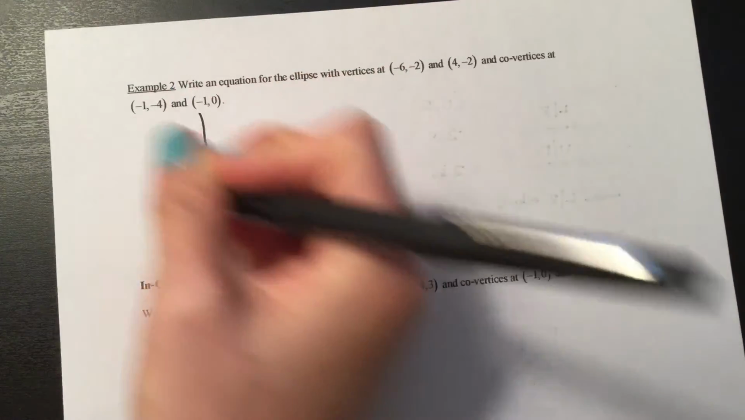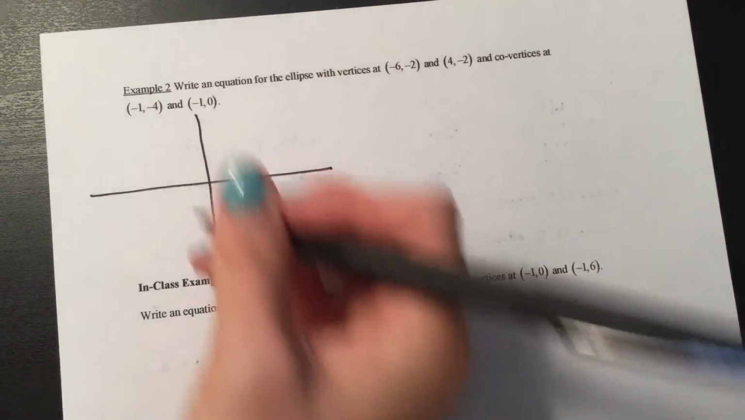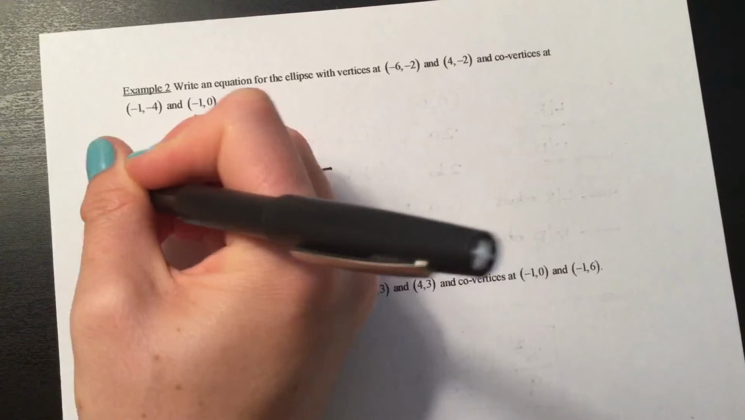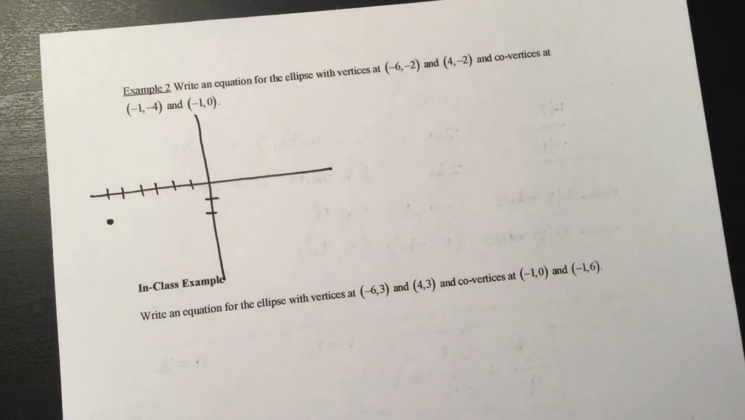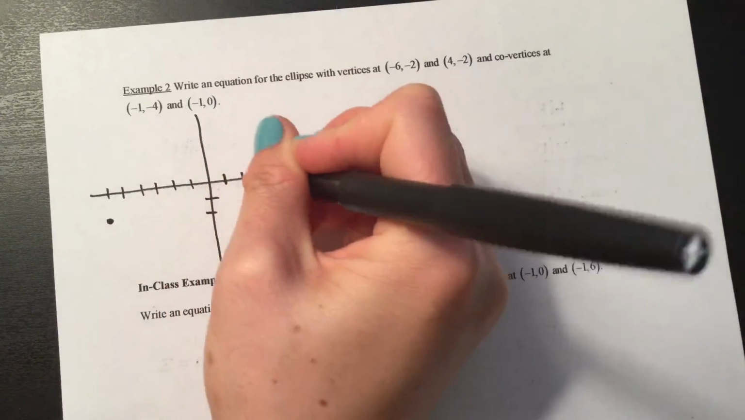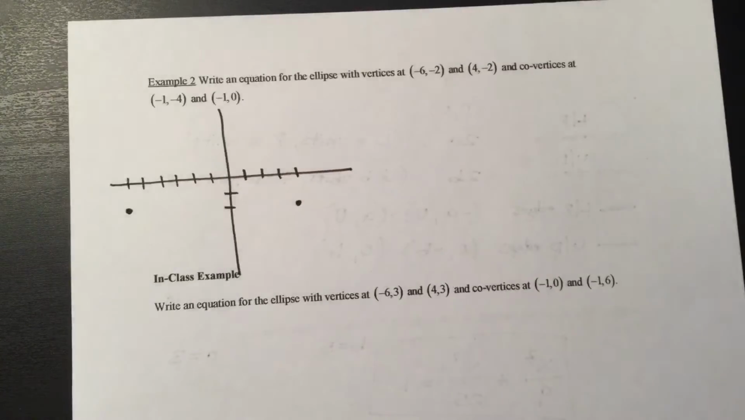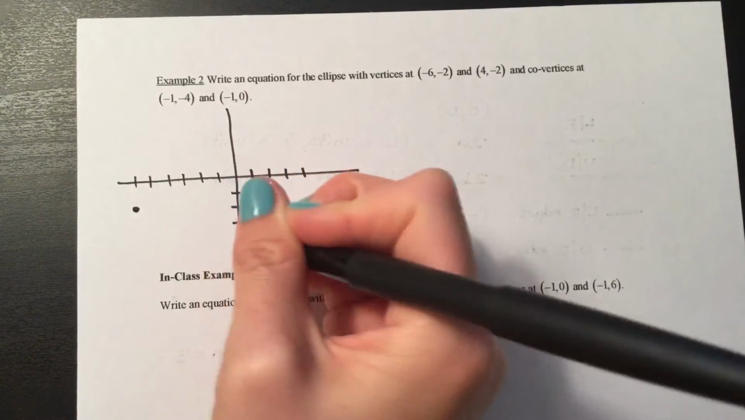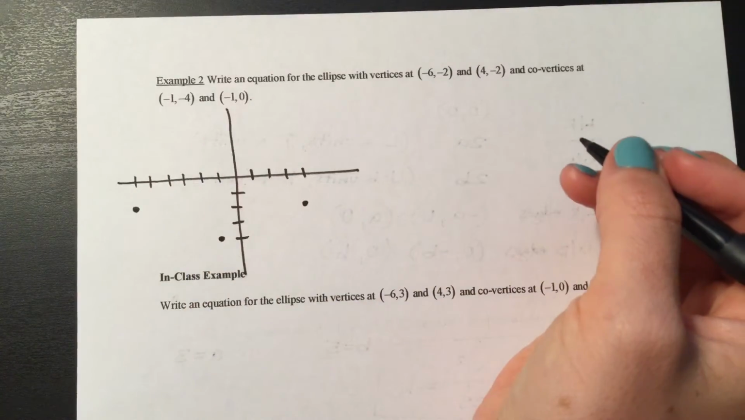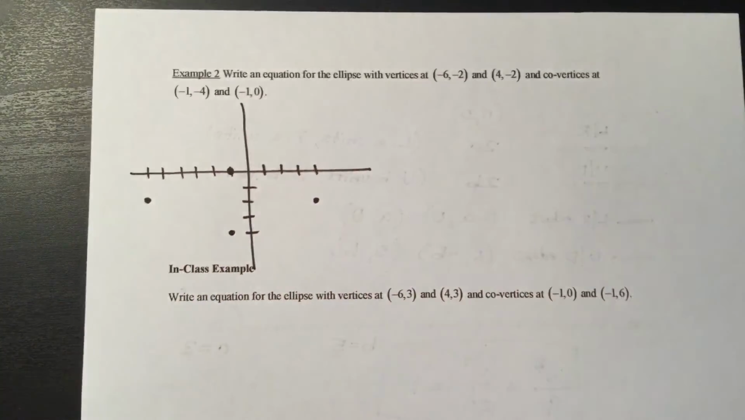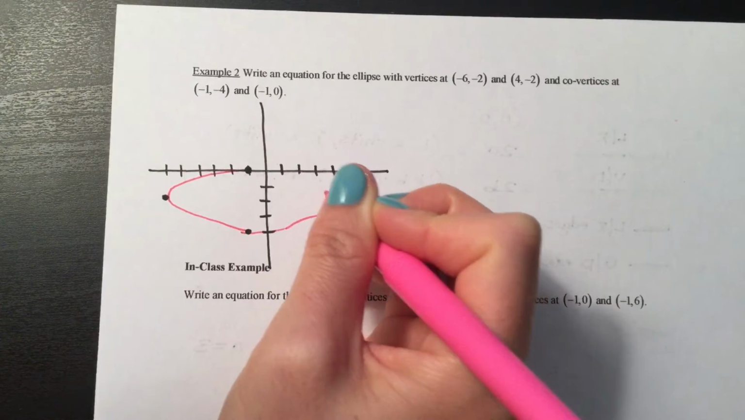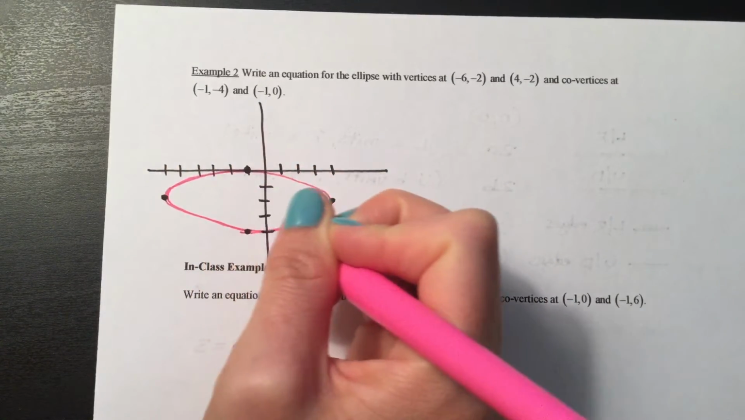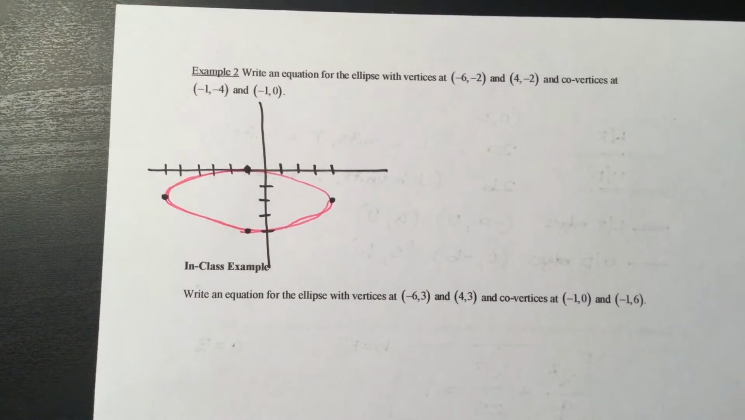Okay, so set up a little coordinate system. We're going to plot -6, -2. Okay, so here's one edge right there. 4, -2. So that'd be right there. -1, -4 would be right there. And -1, 0 would be right here. Okay, so that's our ellipse. So go ahead and sketch that in. So this is the ellipse that we're supposed to be coming up with an equation for. That was terrible. So we should be able to come up with the center, and then a and b.